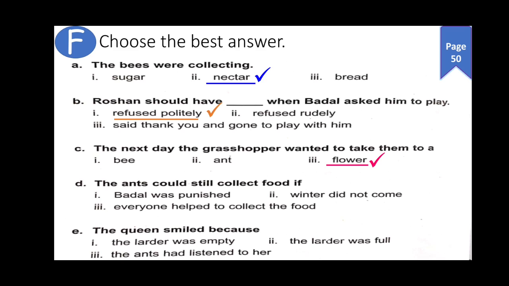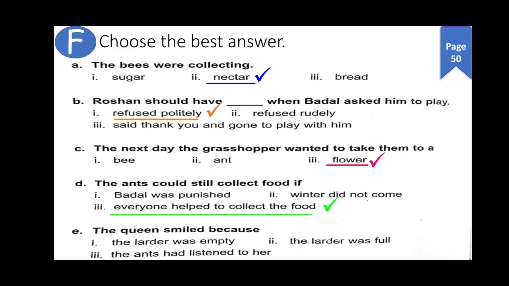Number D. The ants could still collect food if Badal was punished? No. Winter did not come? No. Number 3. Everyone helped to collect the food.